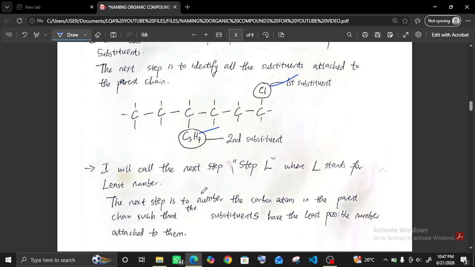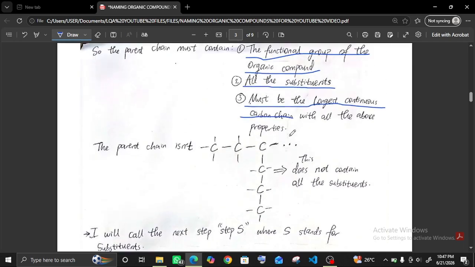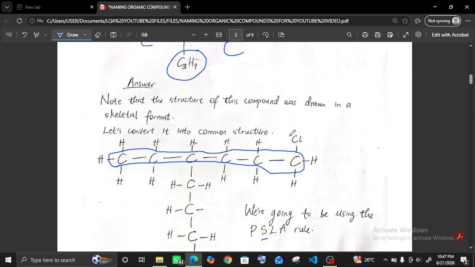The next step is step L, which stands for list number. So you are going to be naming the parent chain. You are going to be numbering all the carbon atoms there, such that the substituents will have the list numbers that are attached to them. What do I mean by that? When we look at this organic compound, let us name it backwards.